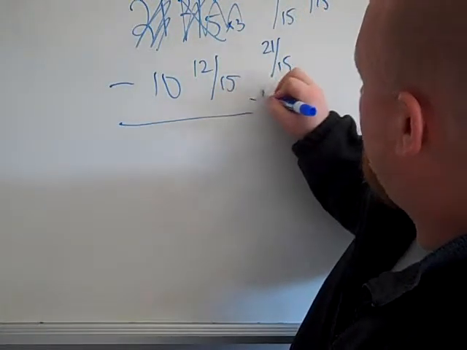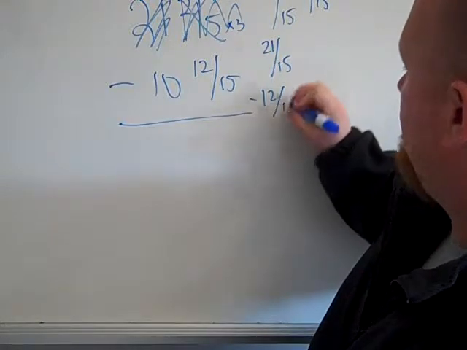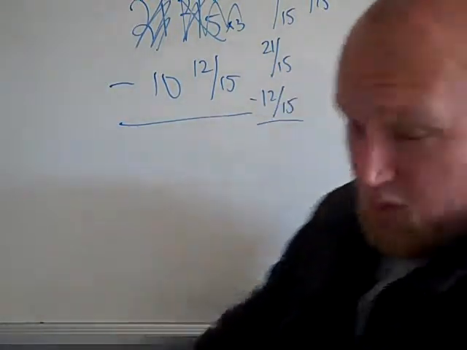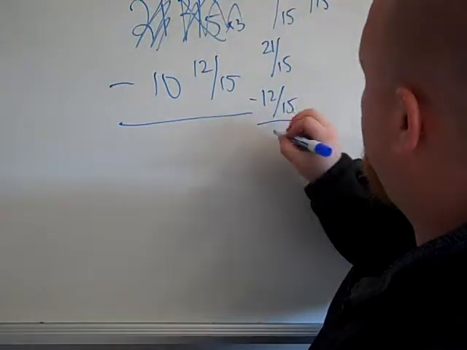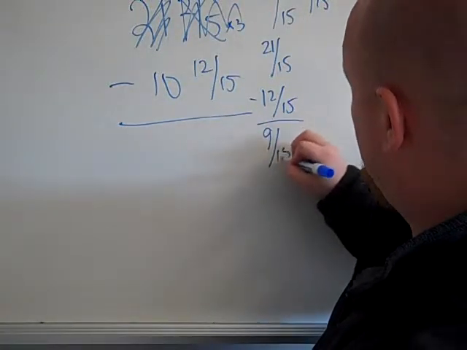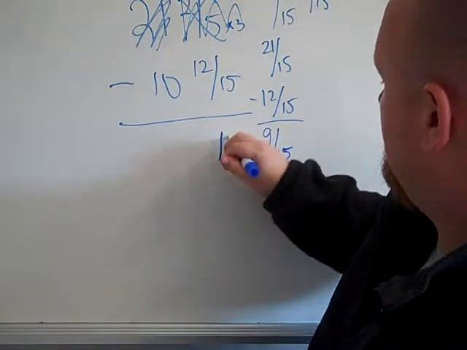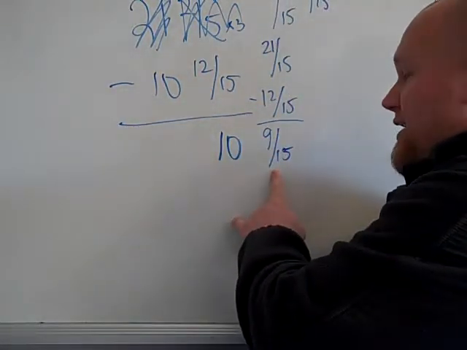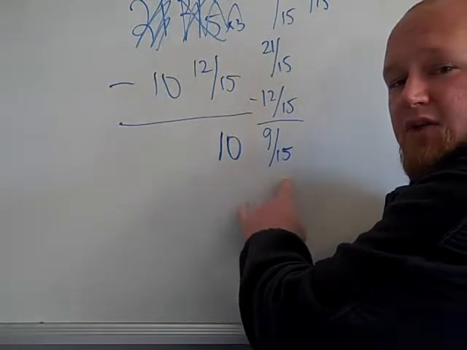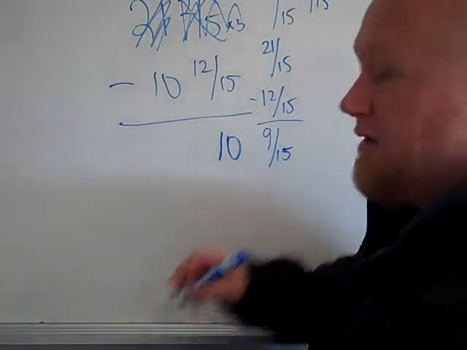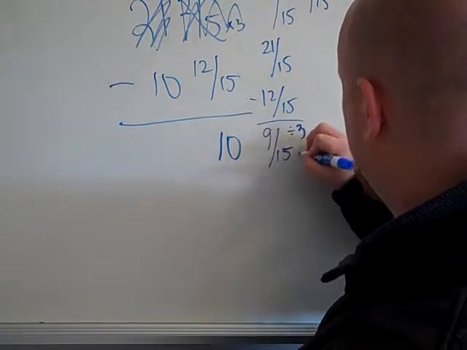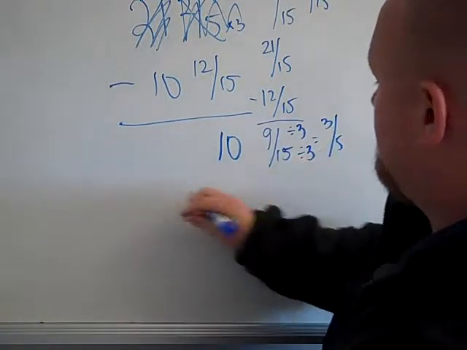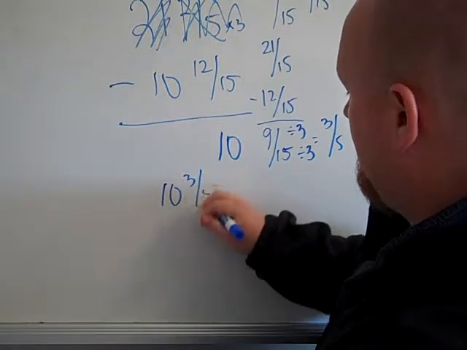Now I had to write lower to get it in the frame. 21/15 minus 12/15. We can do that. That's 9/15. 20 minus 10 is 10. Oh, we're not done. Check for simplifying. I got 9/15 there. 9 and 15, what do they have in common? They have 3. And that equals 3/5. Our answer would be 10 and 3/5.